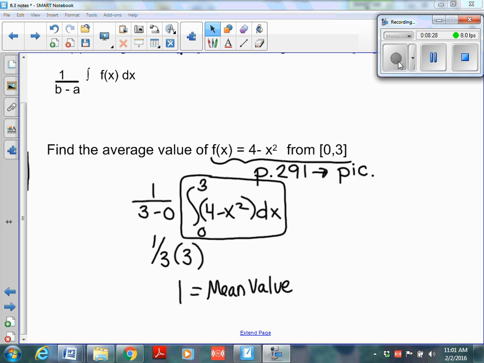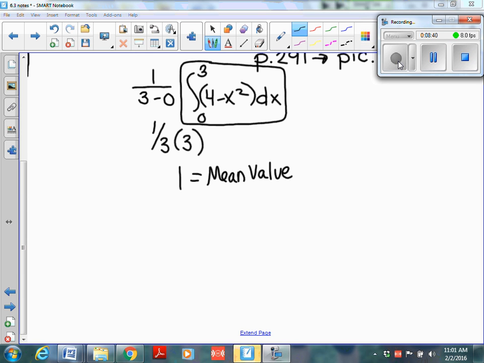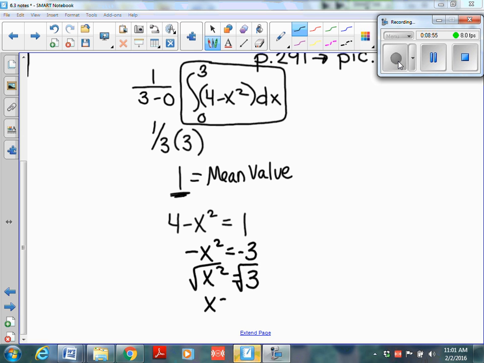Okay, what that means is that's called the mean value. And if you look at the picture on page 291, you're going to see that if you set this equal to the actual problem, 4 minus x squared equals 1, this magical 1 that we just found by finding the mean value, and you subtract 4, you get negative x squared equals negative 3. So x squared equals 3. So x equals plus or minus the square root of 3. But we're only integrating from 0 to 3, so x is only going to equal the square root of 3.